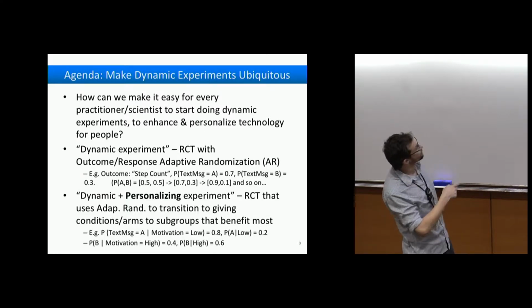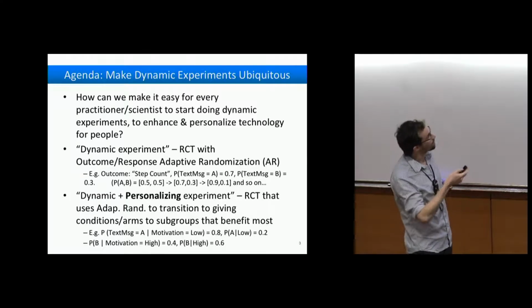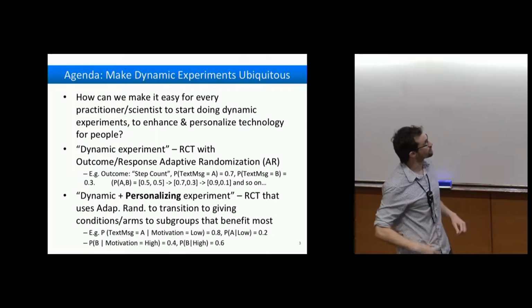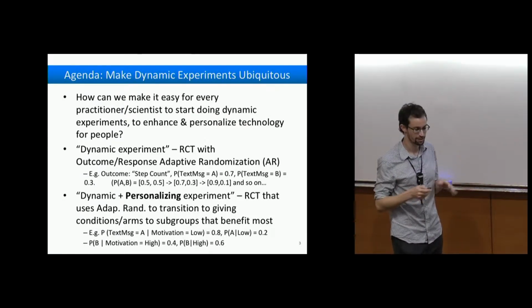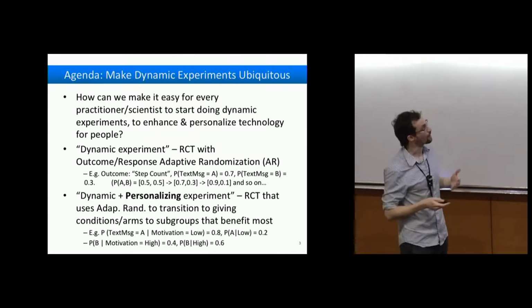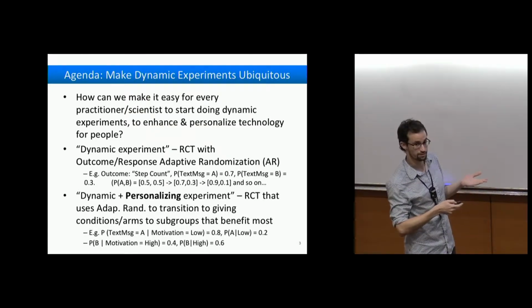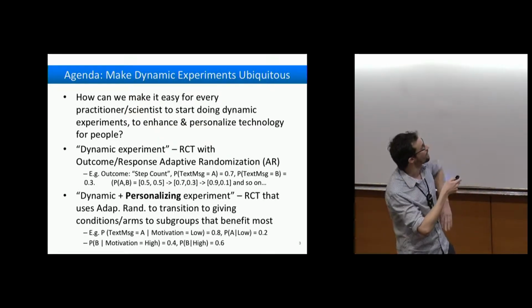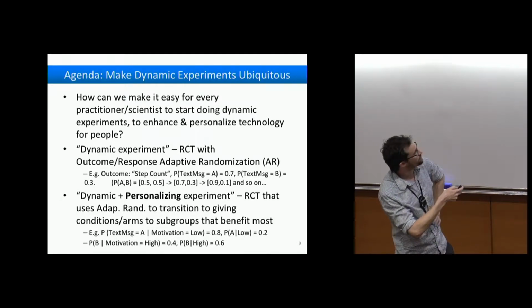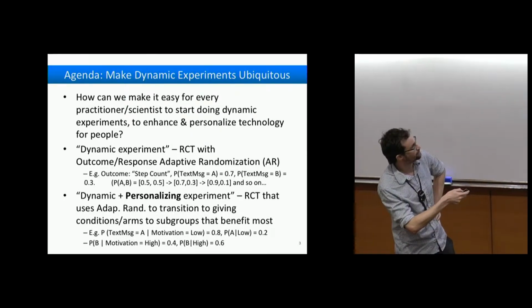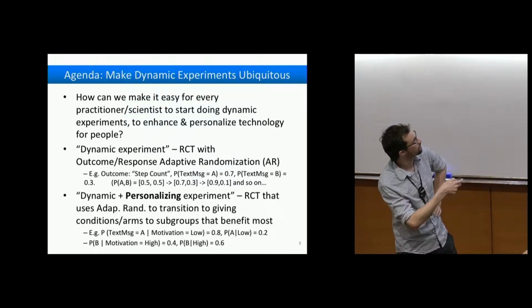What I mean by a dynamic and personalizing experiment is the RCT where we use adaptive randomization to transition from giving conditions and arms, let's say uniformly, to giving them to the subgroups that benefit the most. So this is what I'm really excited about. And you end up with things like the probability of text message A, given low motivation, might be 0.8. Probability of B is 0.2.